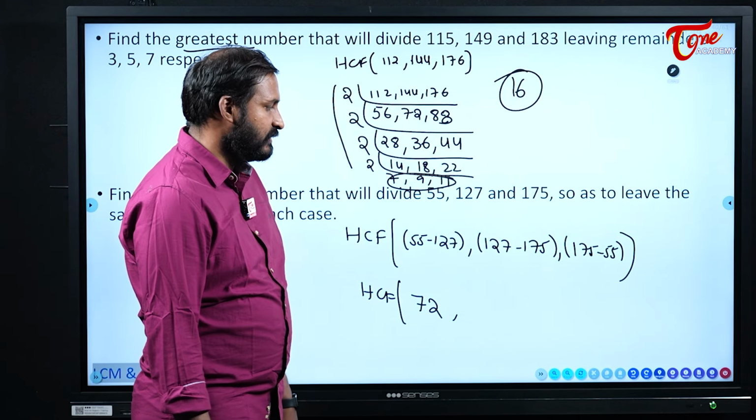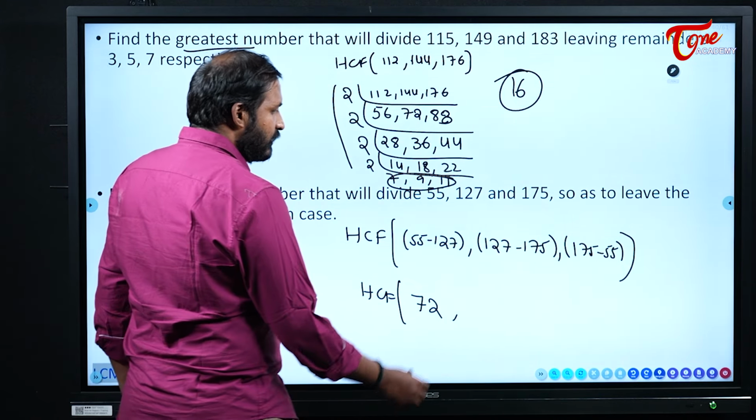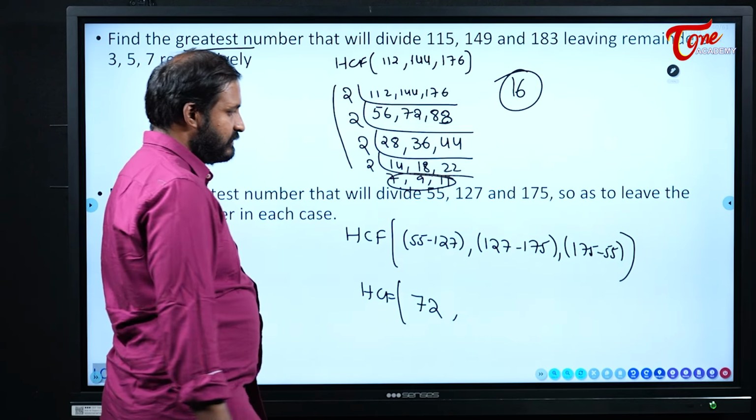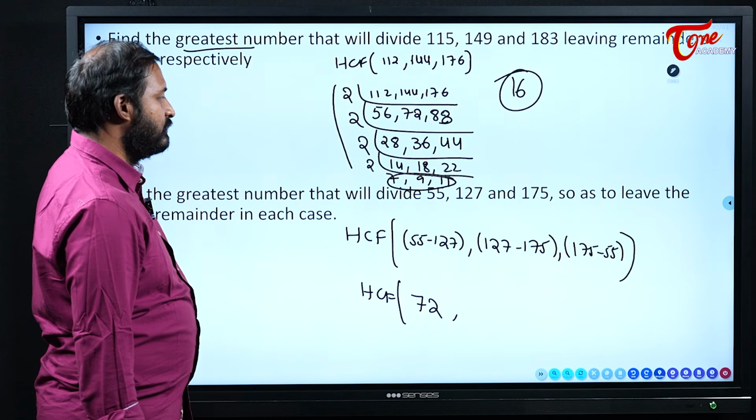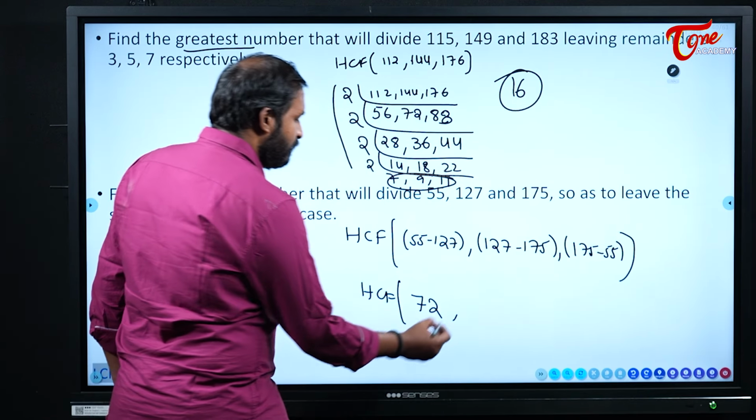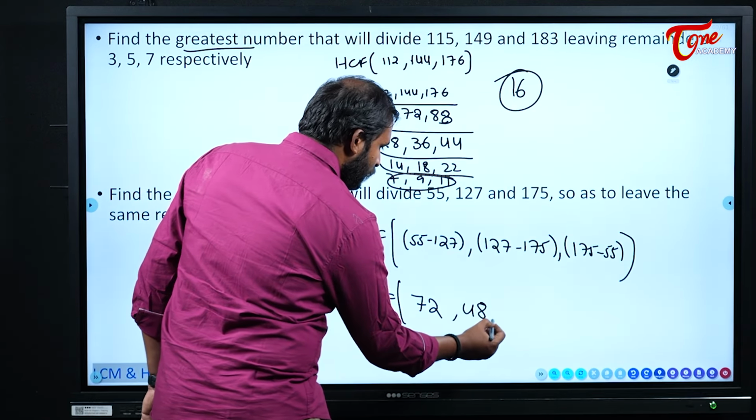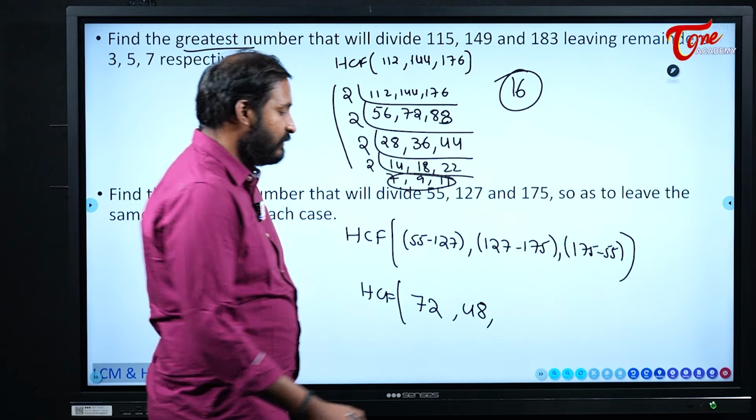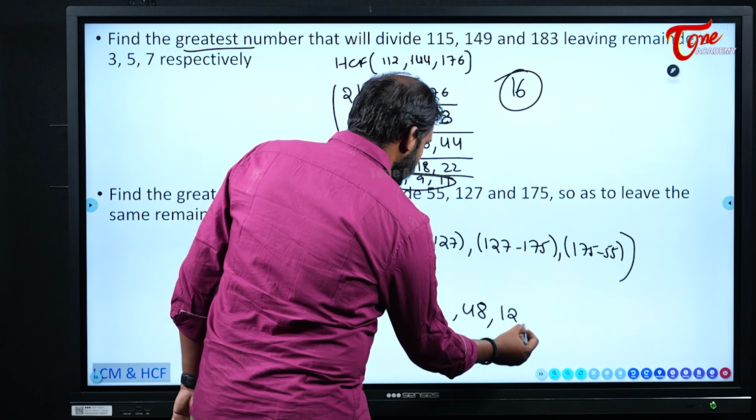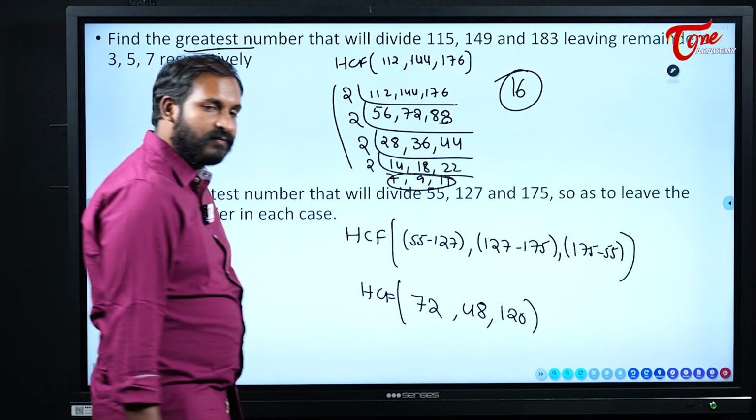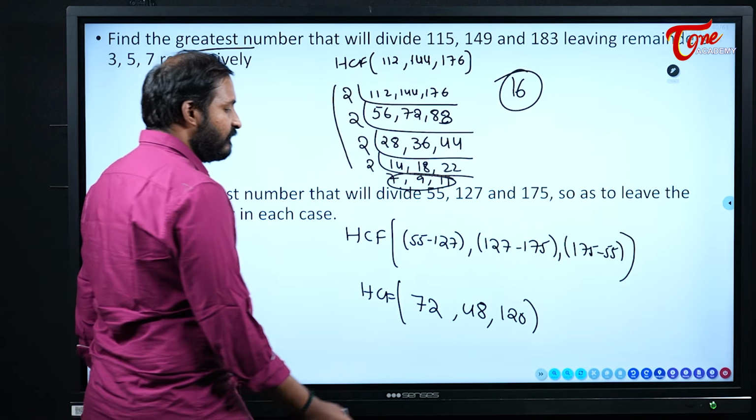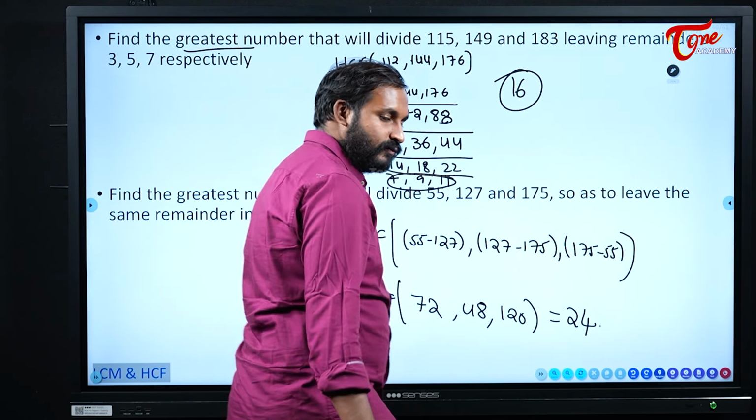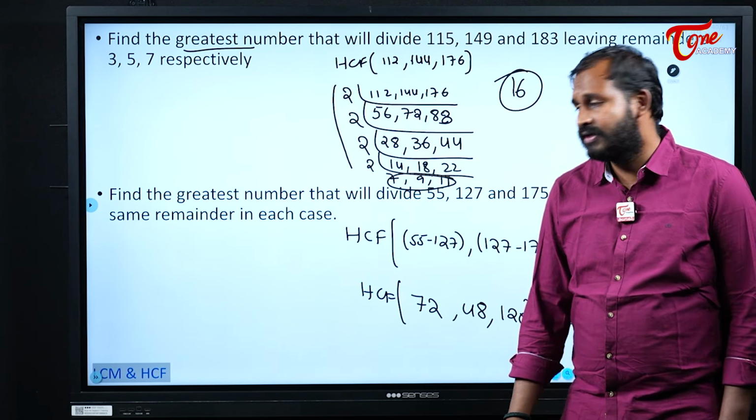127 minus 75. What will you get as the remainder here? If you consider this as 130, you will get 45 plus 3, 48. Okay, good, super. Next, 177 minus 55, you will get 120. And if you calculate the HCF of these 3 numbers, you will get the HCF as 24. Calculate it, you will get the HCF as 24.